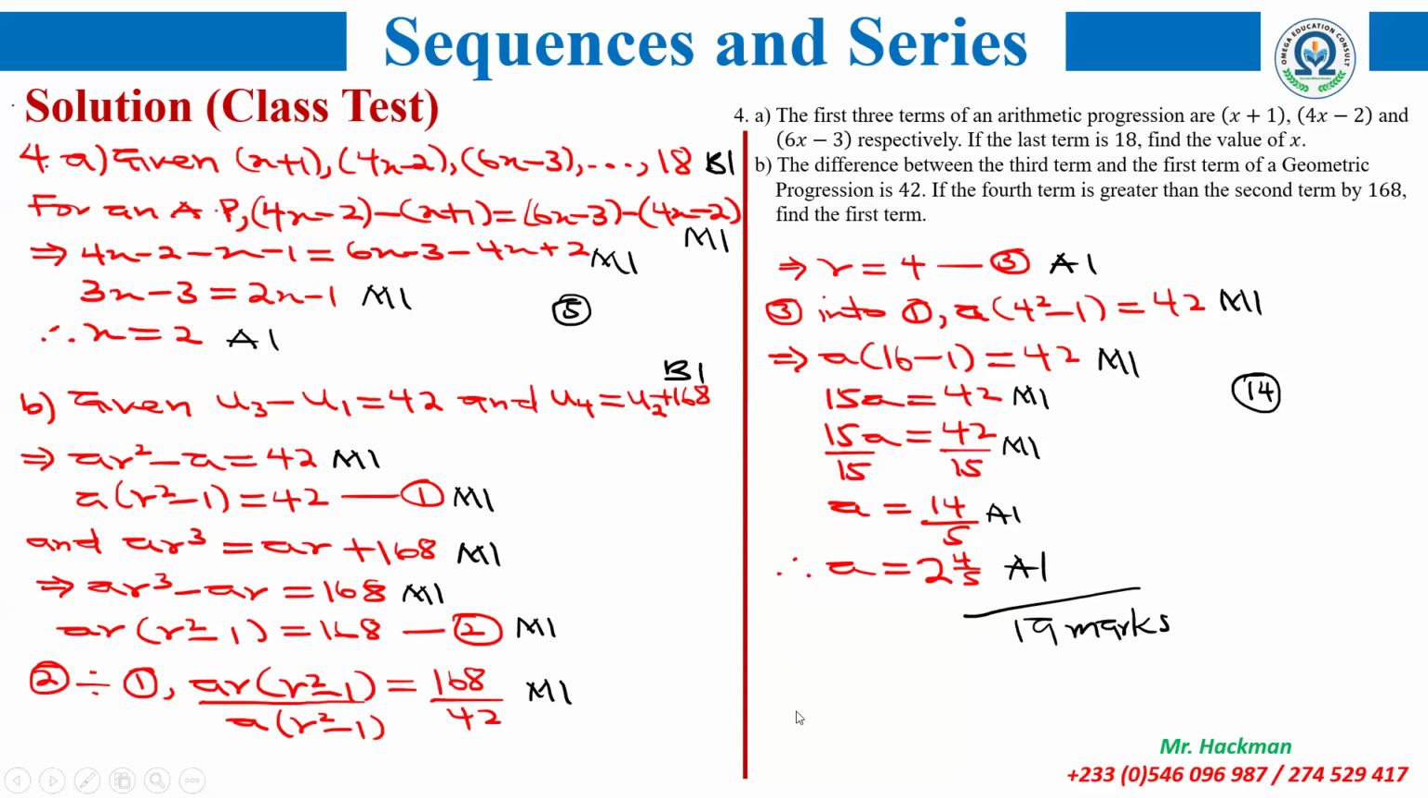Okay, Prof, please. Mr. Hackman, are you saying that if we meet a question like this, where we get a bigger polynomial and a smaller polynomial, it's not advisable to eliminate? It's not advisable to eliminate?